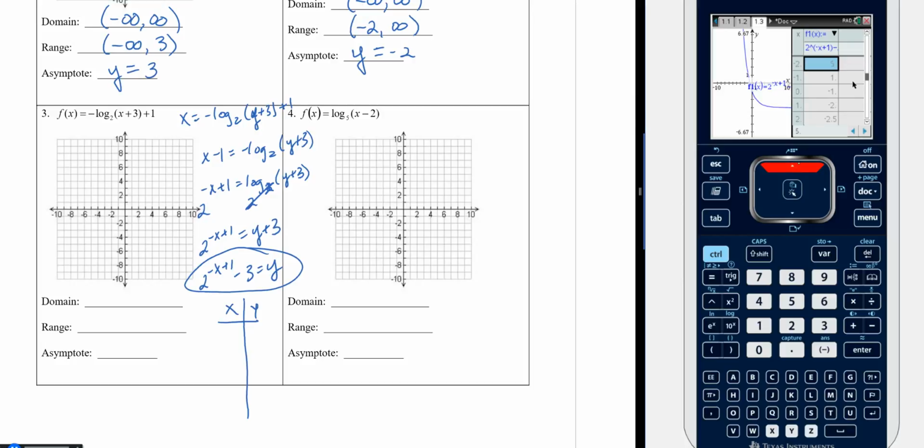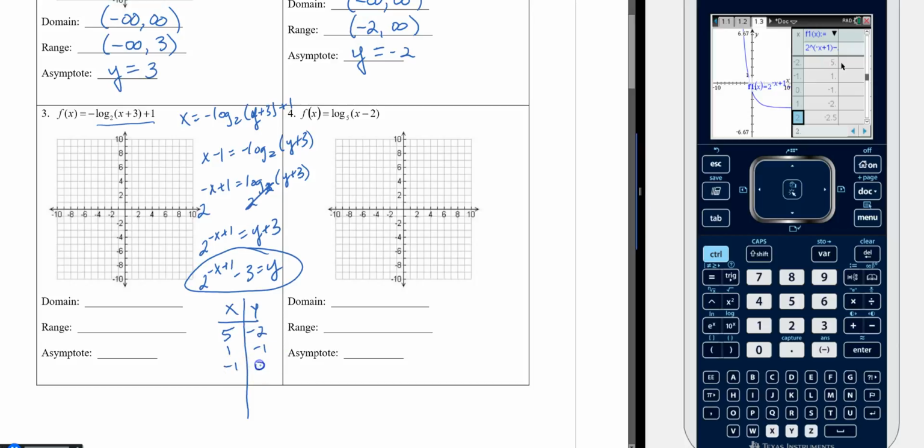And when I look here, now if we look at our regular table of -2 through +2, this is what we would have for the exponential function. From the inverse, which is the function we want to graph, the negative log 2 of x plus 3 plus 1, I'm going to reverse these. So I'm going to have an input of 5 and output of -2, 1, -1, -1, 0, -2, 1, and -2.5, 2.